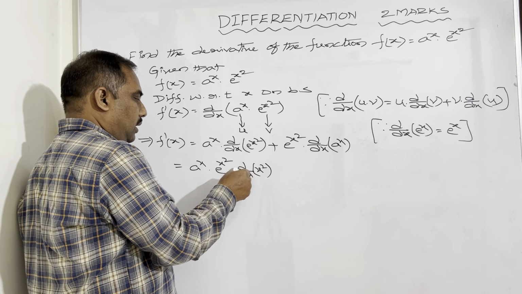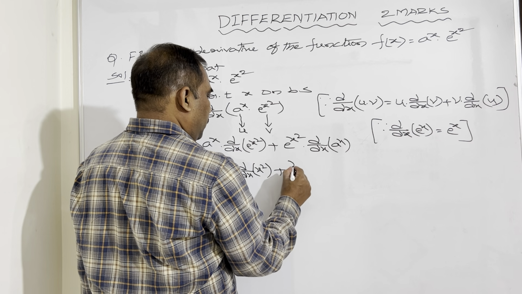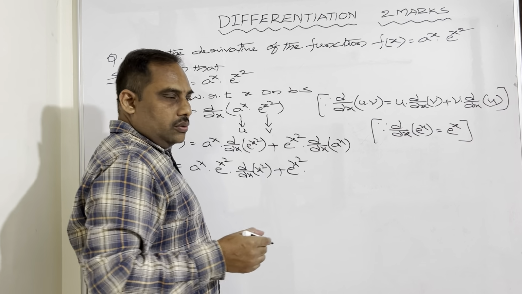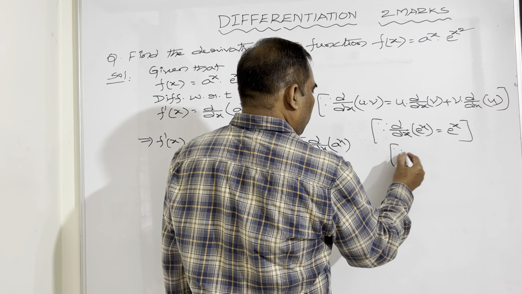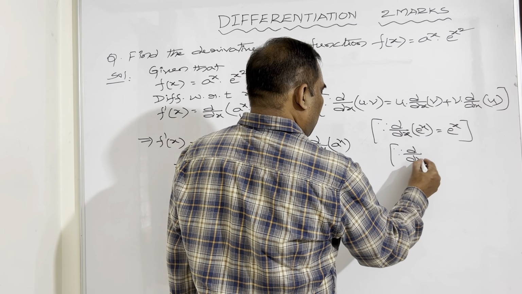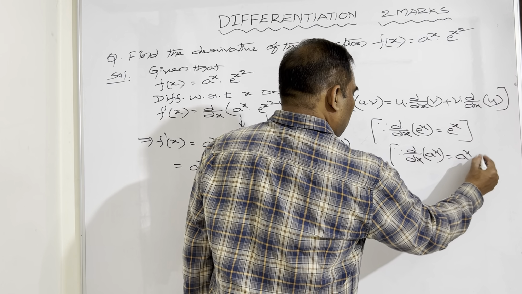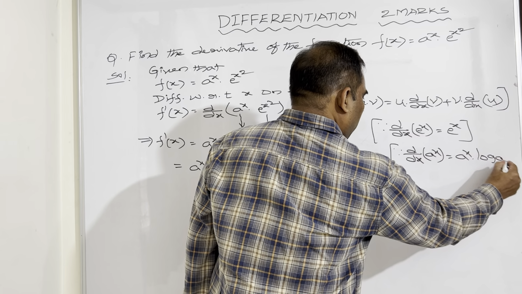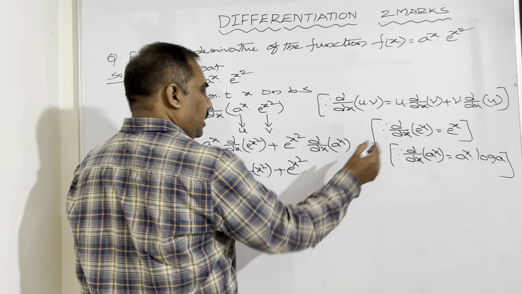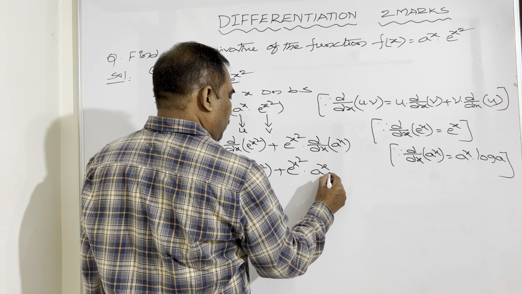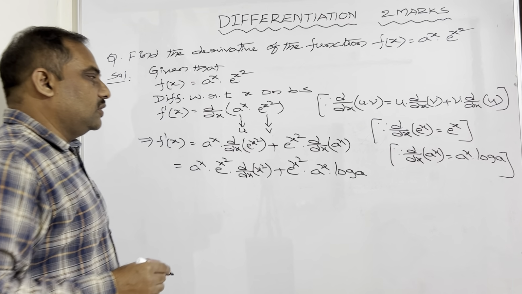So that's why d by dx of x square, and plus e to the power of x square into the derivative of a to the power of x. We know that the standard formula for the derivative of a power x is a power x into log a. Using the formula, here we can write a to the power of x into log a.